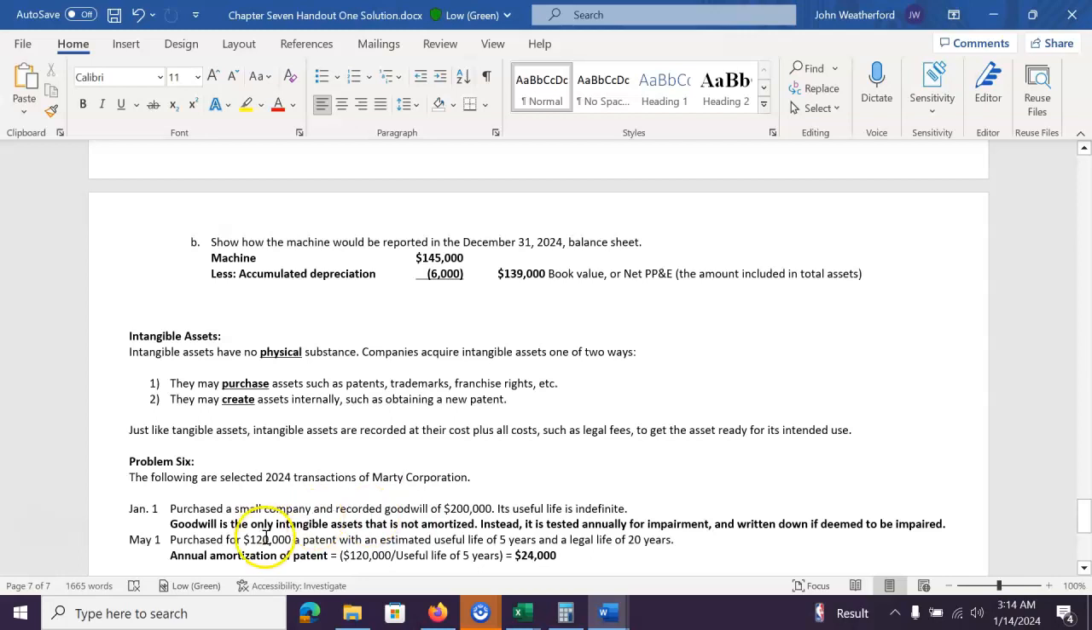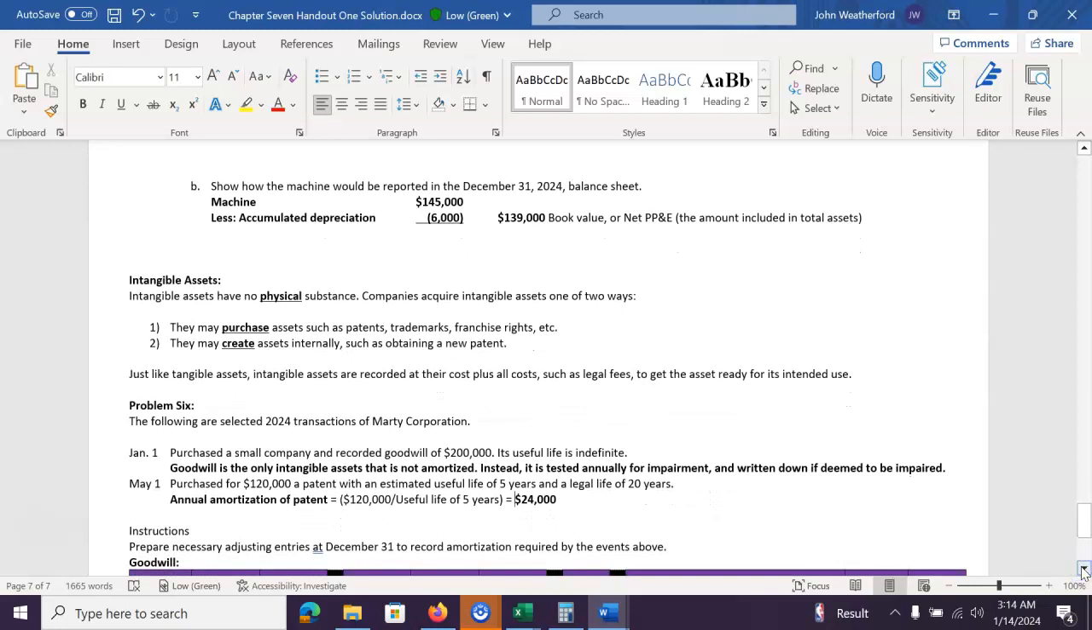Now, on May 1st, let's get to the one with a little more work here. Purchased for $120,000 a patent with an estimated useful life of 5 years and a legal life of 20 years. Well, you guys, we're going to amortize it over its useful life to the business. Its legal life, as far as amortization goes, is not relevant. So our annual amortization of the patent would be its cost, $120,000, divided by its useful life of 5 years. It gives us amortization of $24,000 per year.